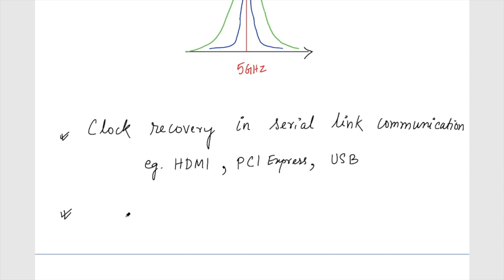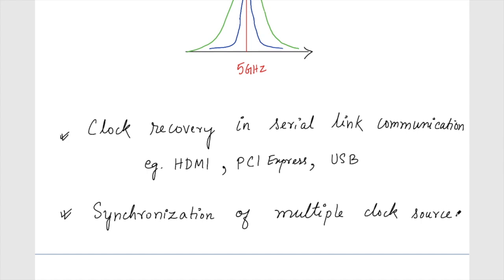The next one is, if I want to synchronize multiple clock sources, then also we use a PLL. So I have a single source, and multiple oscillators can be synchronized using a PLL.